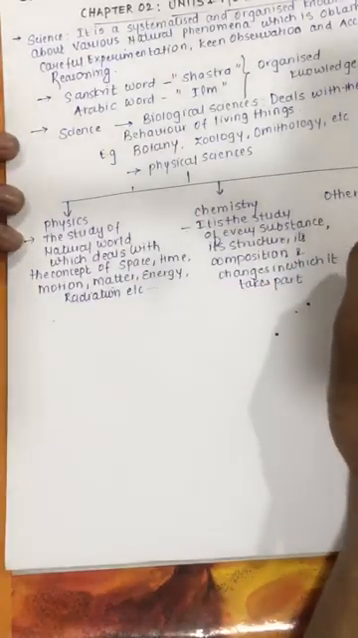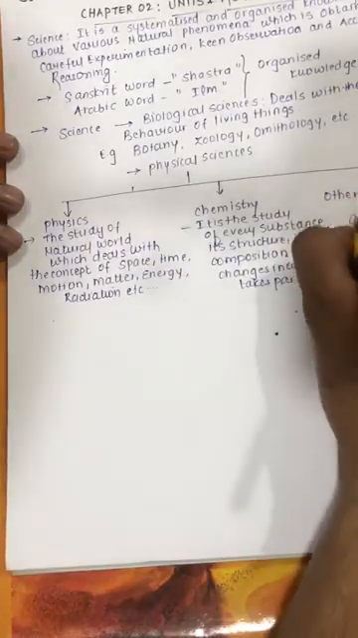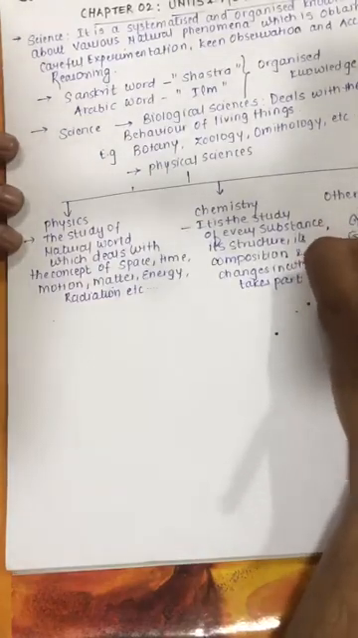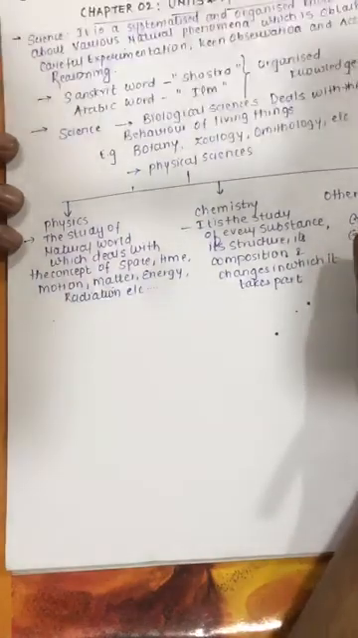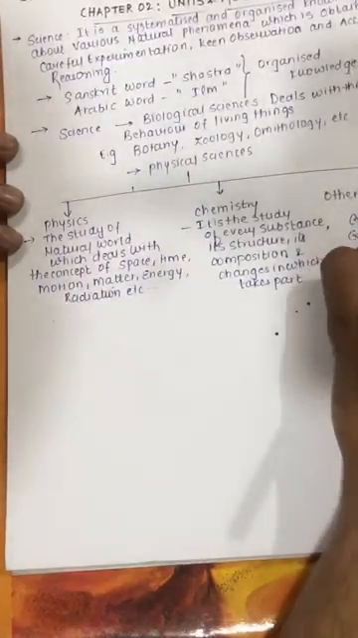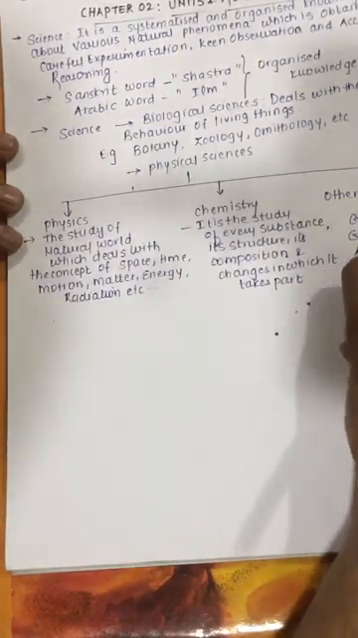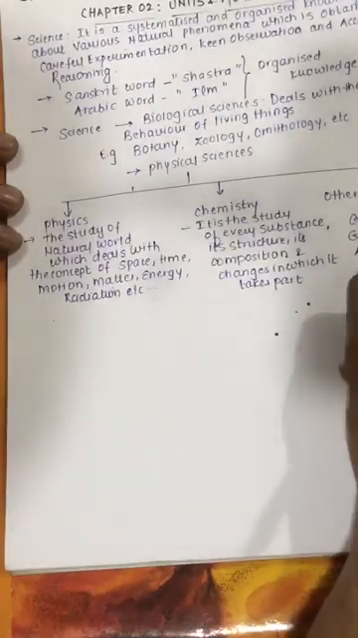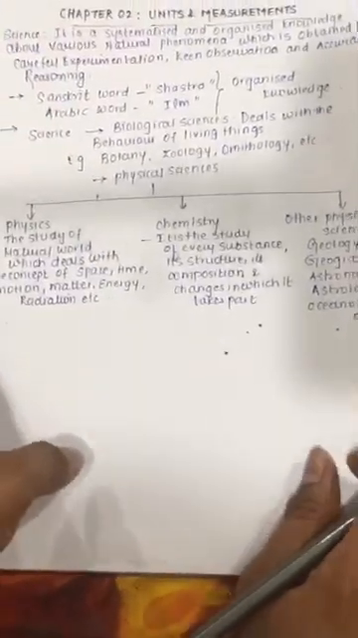Other physical sciences include geology related to earth, geography related to structure, astronomy, astrology, oceanology, etc. Hope you are clear with everything. Let me revise once again.